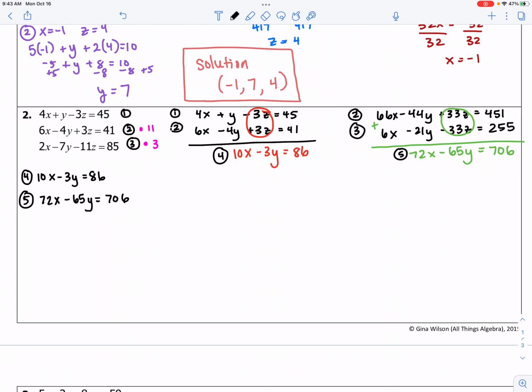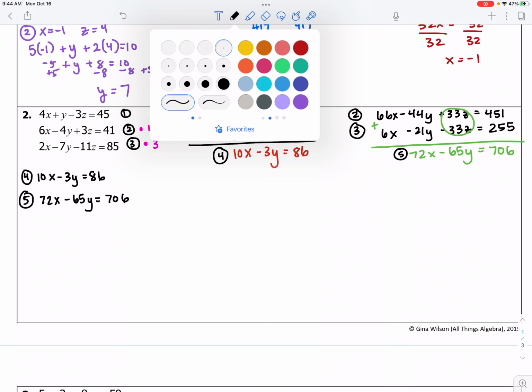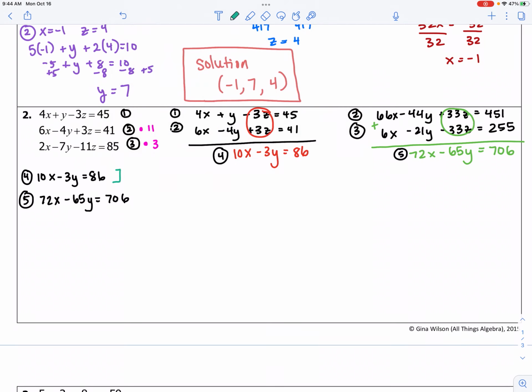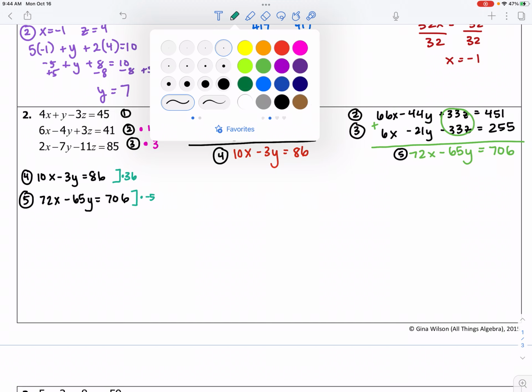Again, it doesn't matter, whatever we want to do. Let's go ahead and get rid of the x's. So between 10 and 72, the least common multiple, I believe, is 360. And I'll show you in class how to get your least common multiple using your calculator. So what we're going to do here, we're going to multiply this whole equation by 36. And we're going to multiply this whole equation by -5. And that's going to give me my 0 pair for my x's.